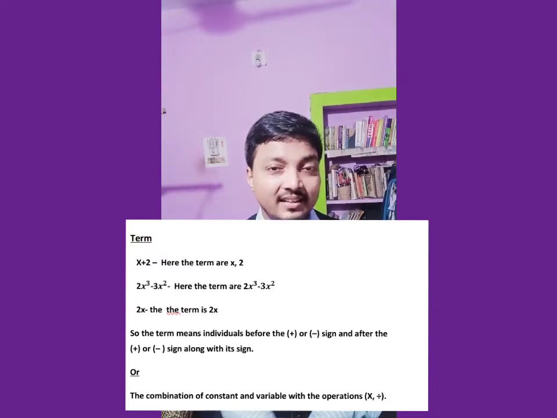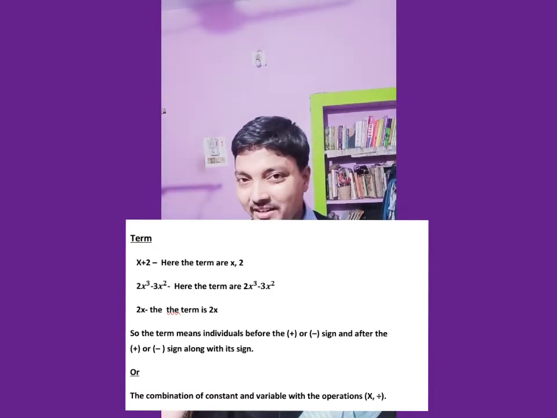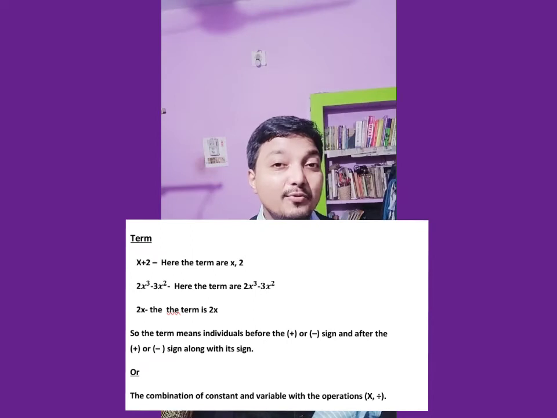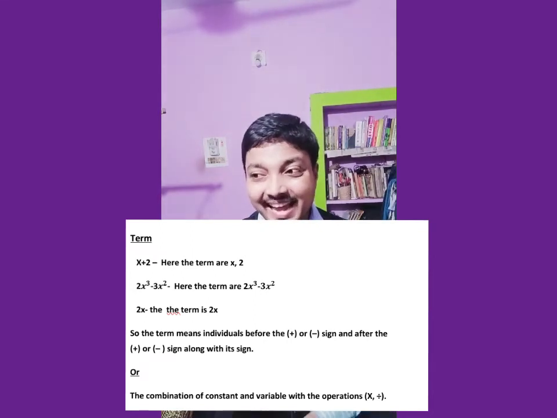Along with its sign. Terms are the individuals which are after the plus, otherwise before the plus, otherwise after the minus, otherwise before the minus, along with its sign. Important thing, along with its sign. So the second one, I called it the minus 3x square. Understood or not understood?